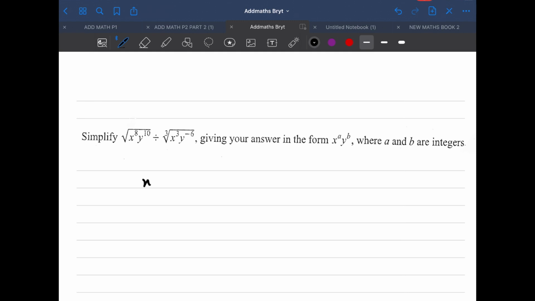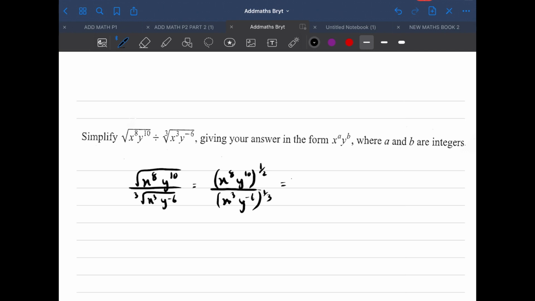X power 8, y power 10 square root, divided by cube root x cube y minus 6. Can I write like this? X power 8, y power 10 whole power half, divided by x cube y minus 6 power 1 upon 3.